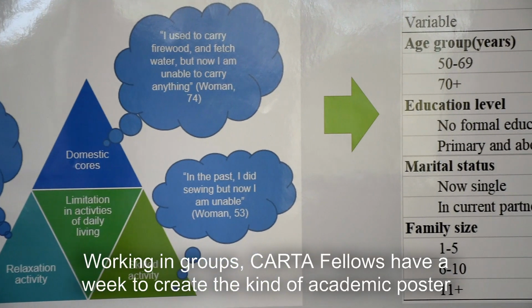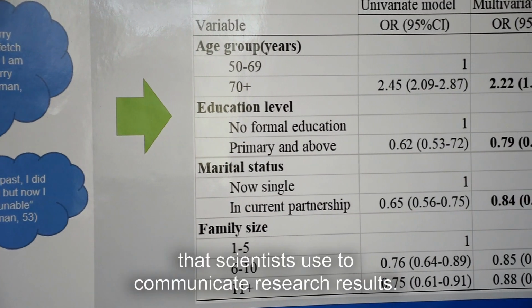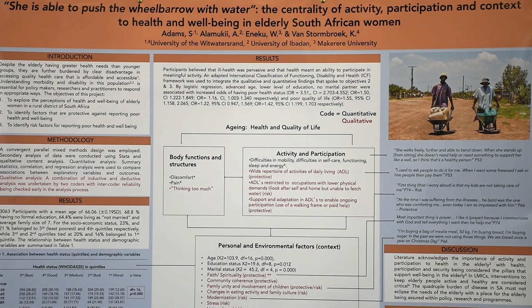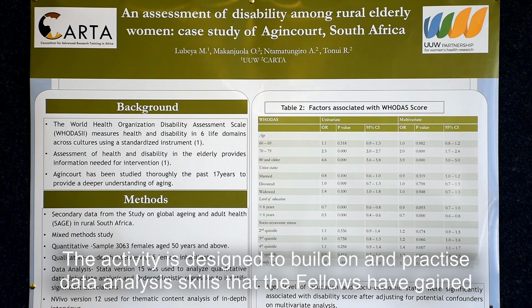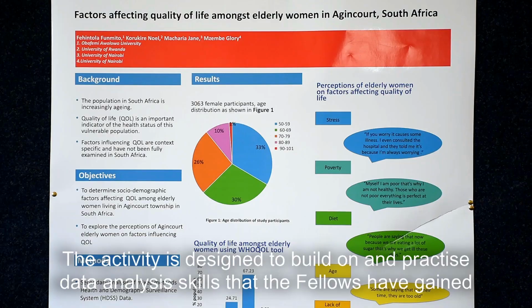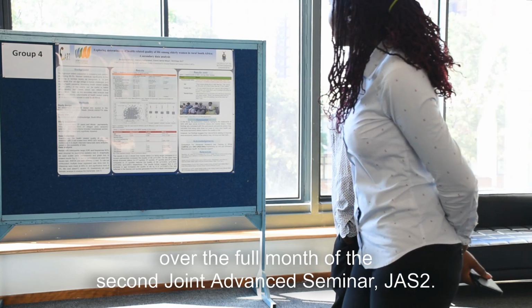Working in groups, Carter Fellows have a week to create the kind of academic poster that scientists use to communicate research results. The activity is designed to build on and practice data analysis skills that the Fellows have gained over the full month of the second Joint Advanced Seminar, JAS 2.